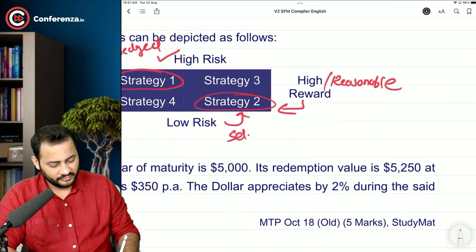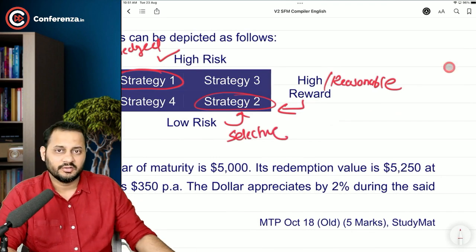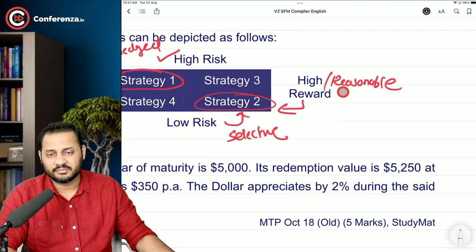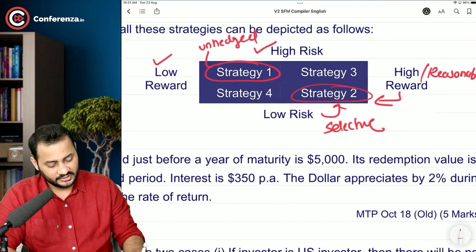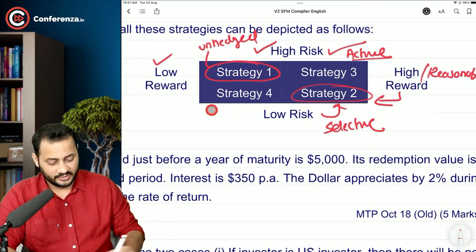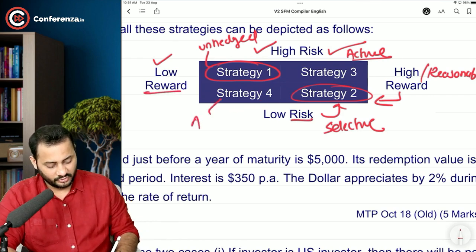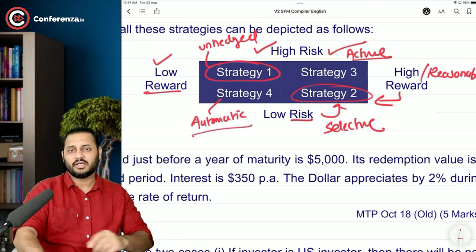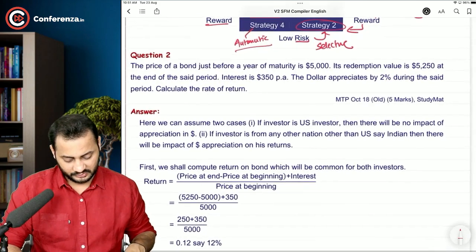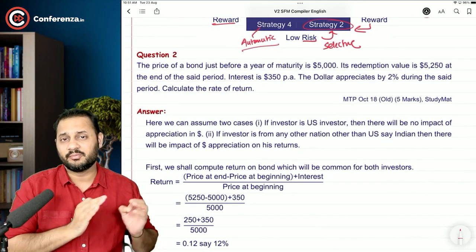So this was when selective hedging was done, when you are not taking much risk but you are earning something. Then the third strategy comes under high risk, high reward. This was the strategy when you were actively trading in the market. And the fourth is low risk, low reward, when you are automatically hedging all the transactions and keeping no position for profit. So yes, this was all the question related to exposure management.